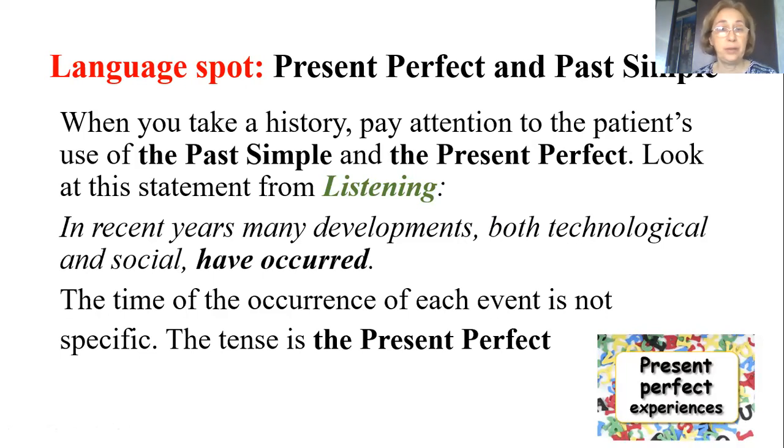For example, from the statement from the listening task: In recent years, many developments, both technological and social, have occurred. So we use the present perfect because it says in recent years. We don't know exactly when. The time is not specific. So that is why it's better to use the present perfect. And the focus here is on the results of the changes.